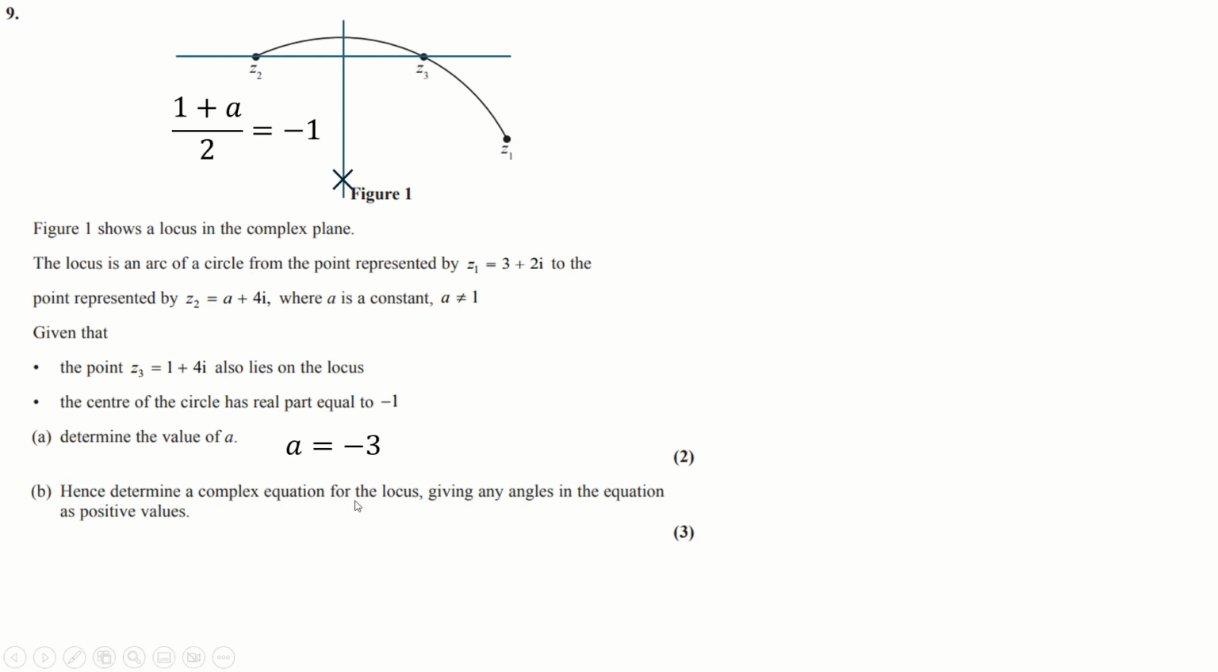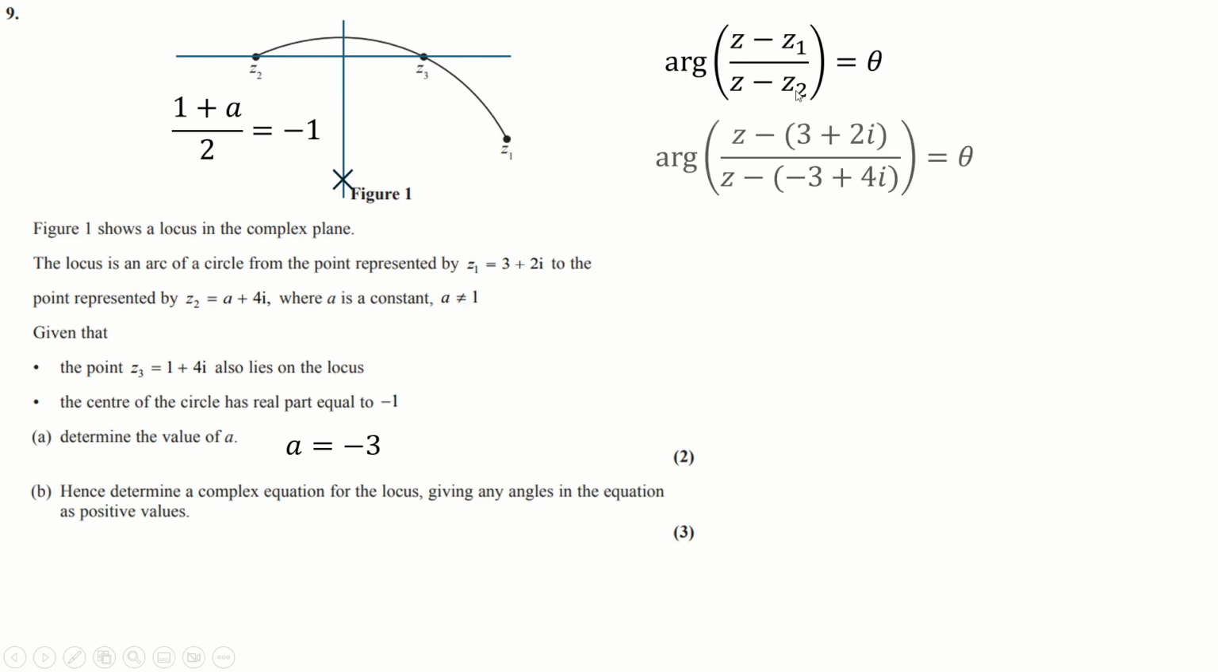Hence, determine a complex equation for the locus. So yeah, the equation for an arc like this, of course, is this whole thing. Argument of z minus z1 over z minus z2 equals theta. Now, z1 and z2 need to be the two edges of it. So we are going to use this z1 as this z2 here. Now, this arc always goes anti-clockwise, which is why the z1 needs to be on top. So it can go anti-clockwise to the z2 down here. So we can just put those values in there like this.